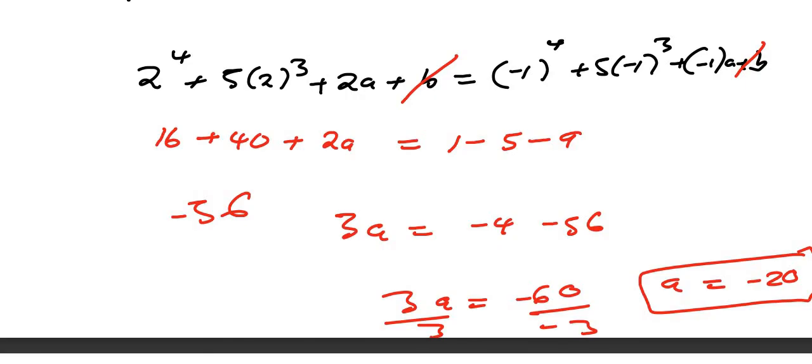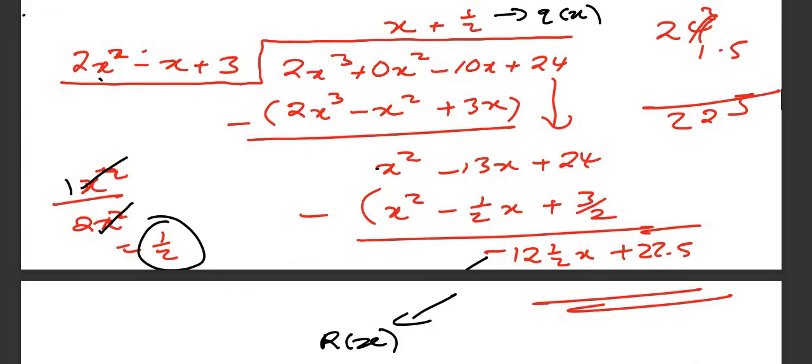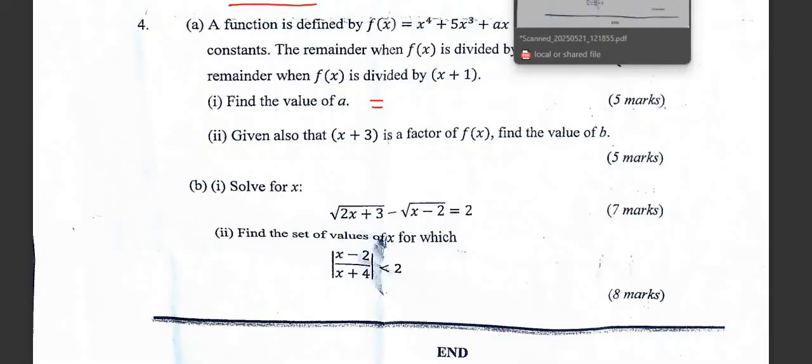Once you know your a, you should be able to get the value of b, because here they're now proceeding and asking us about b. So we know what a is. A is, from getting it, this is negative, or this is positive? It's supposed to be negative there. Yeah, so your a is -20.